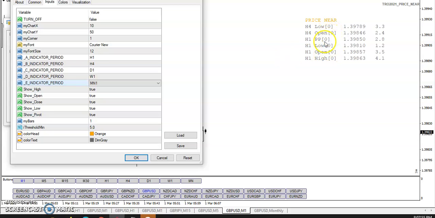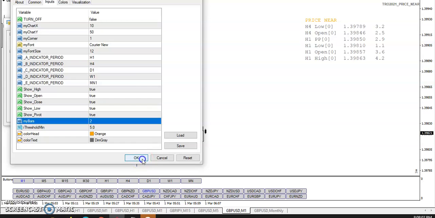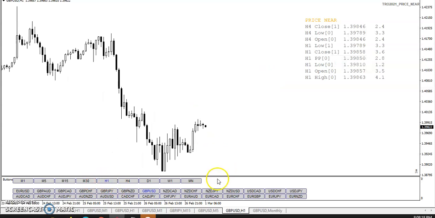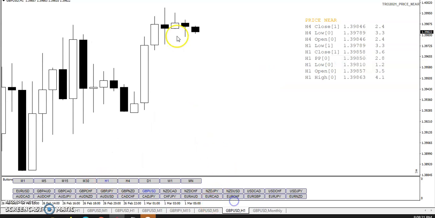So this is all for the current bar, that's bars 1. But if I want 2 bars, now it'll tell me the current bar is also near the previous low on H1 by 3.3 pips. Okay. Previous close by 3.7 on H1. So if we switch over to H1, you can see that.